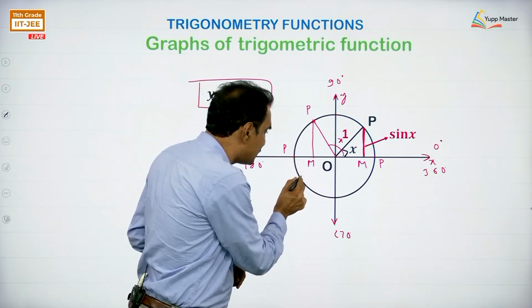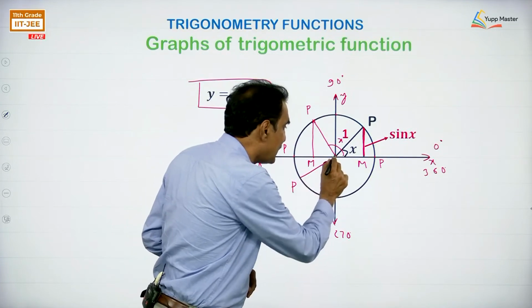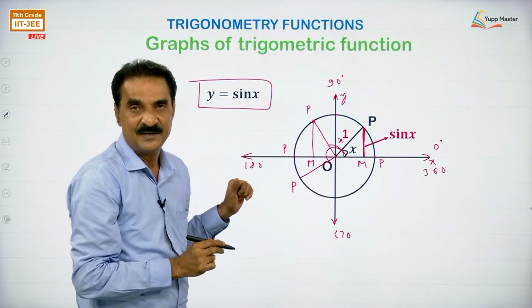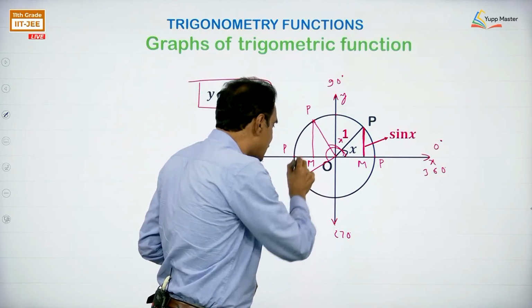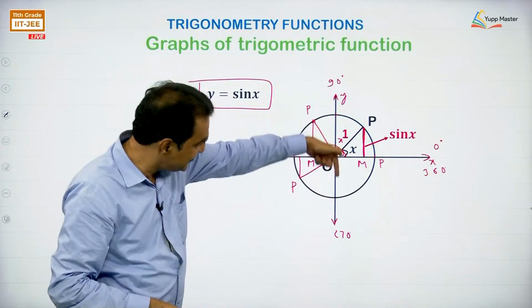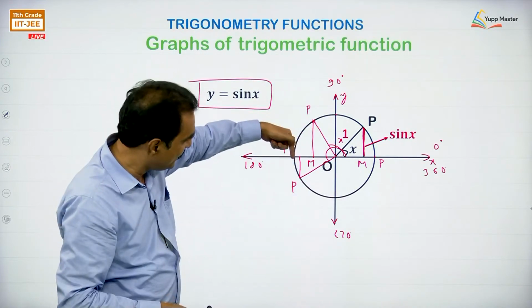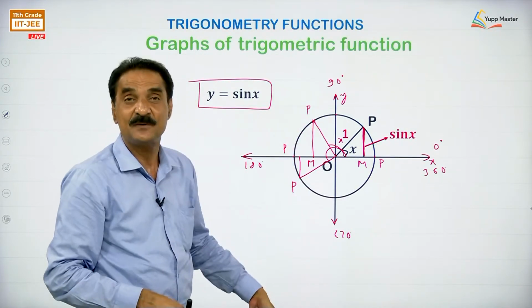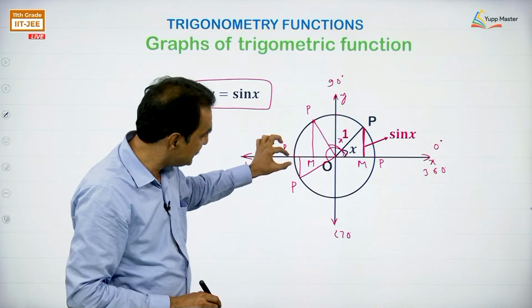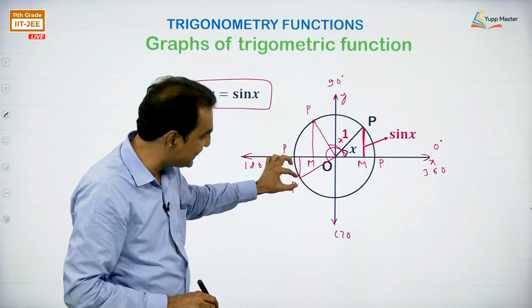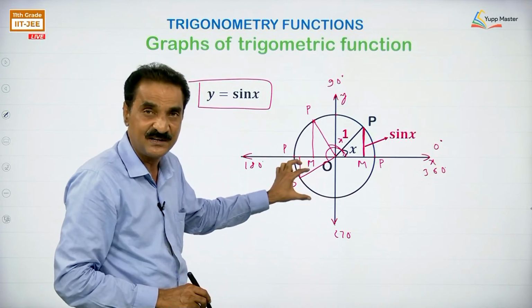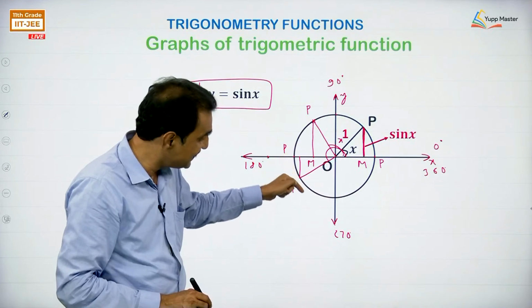And when P moves further, suppose P is here, then the corresponding angle is this much, more than 180 degrees, less than 270 degrees. Now, this perpendicular has gone down. It is below the x axis. And you know that this is the negative direction of the y axis. So, you have to measure the perpendicular in the negative direction of the y axis. So, its value is considered to be negative. So, after 0, it is becoming negative, meaning it is decreasing. The length, the magnitude is increasing, but because of the negative sign, we say that it is decreasing.